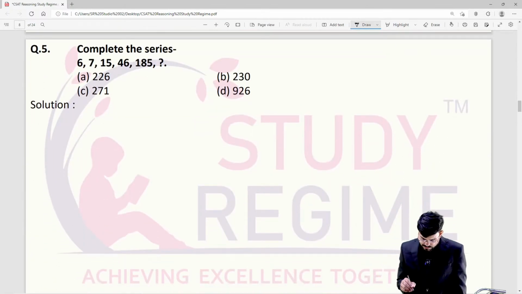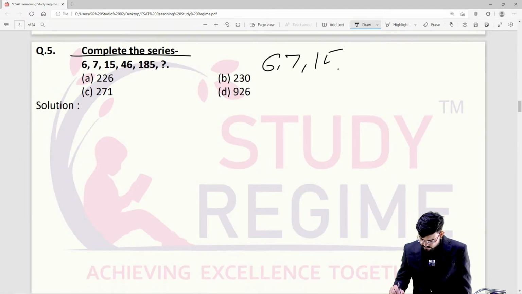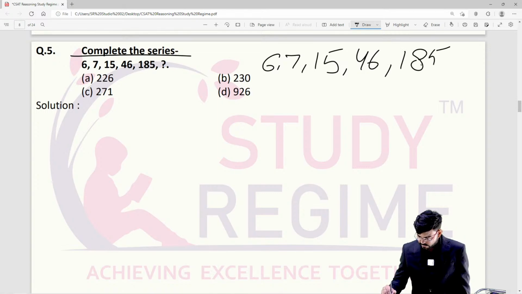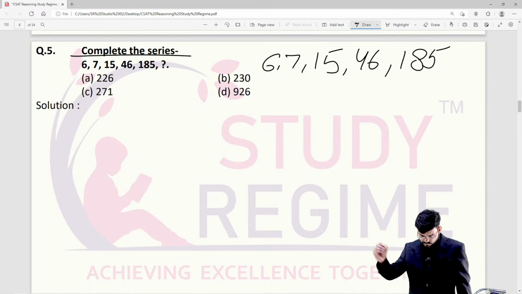Here in this question it is also asking complete the series. Let's write the series: 6, 7, 15, 46 and 185. This is the series. Okay. So I'll tell you the pattern, what the pattern this series is following.